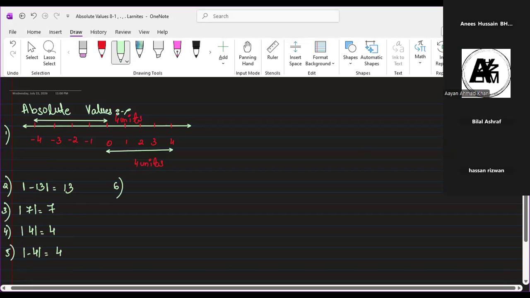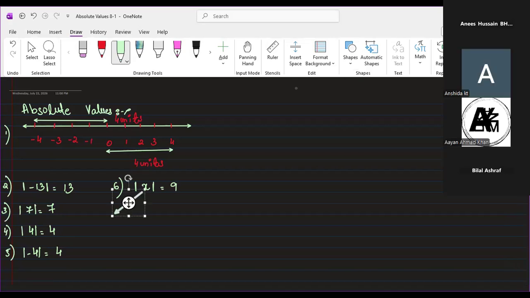But in case I say, what is modulus x? So now, what should be your answer? Modulus x is equal to, let's say, 9. So what is the possible value of x? If it's positive only, then it's going to be just x. X will have two values, negative and positive.